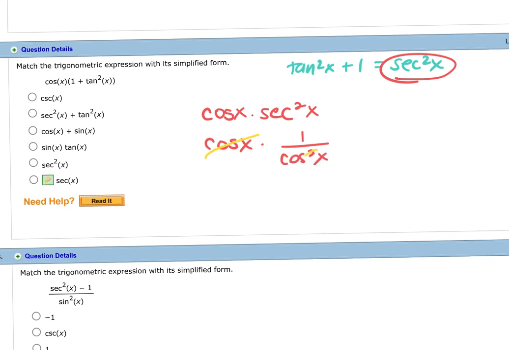One of them cancels because there's 2. So then it's 1 over cosine, which is secant.